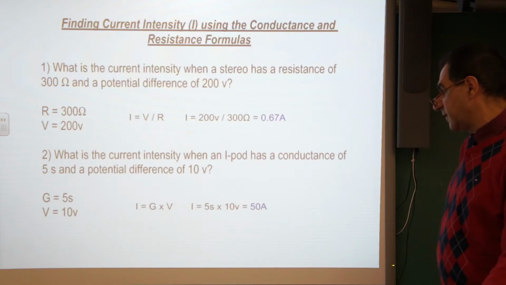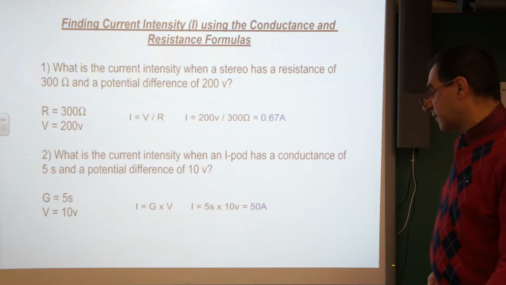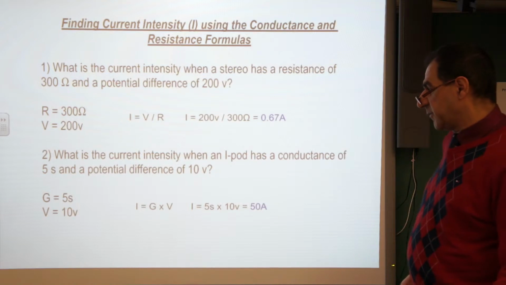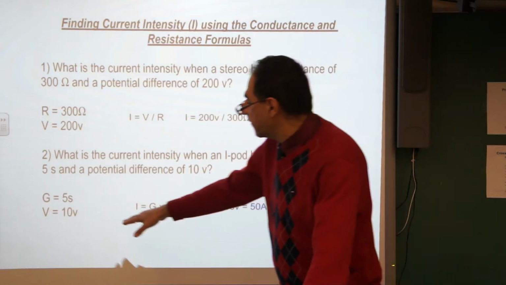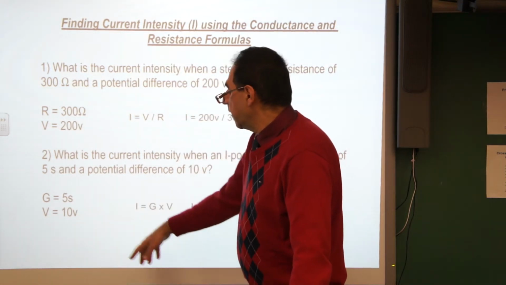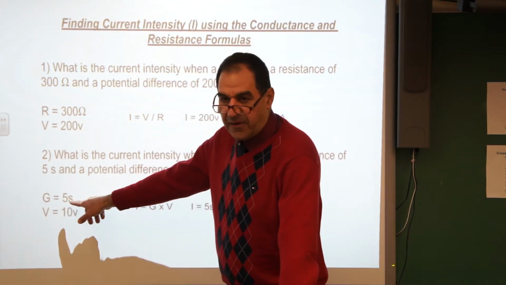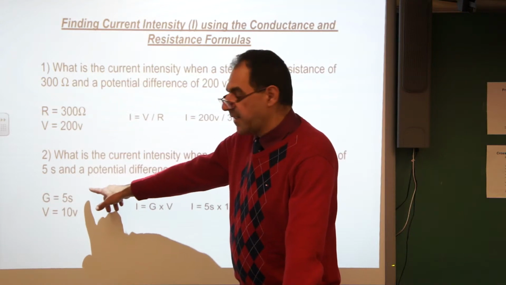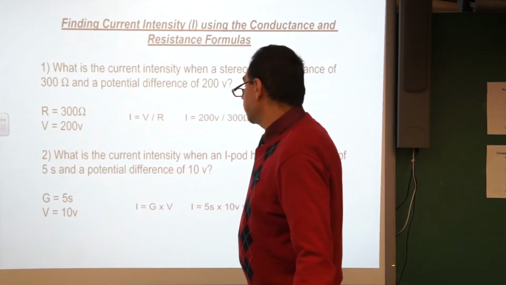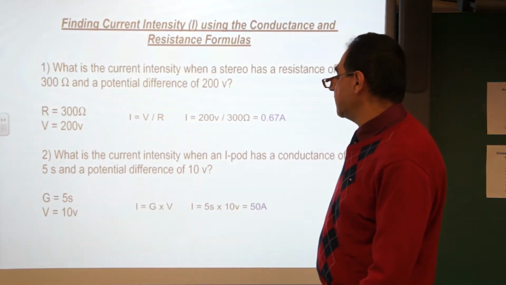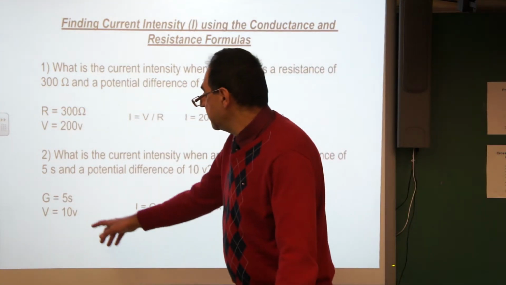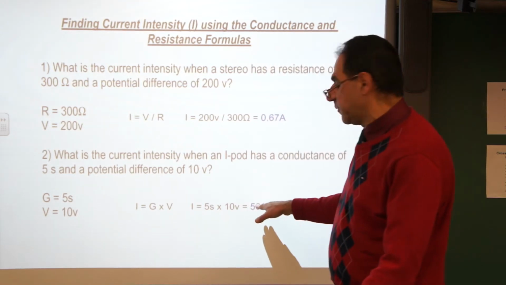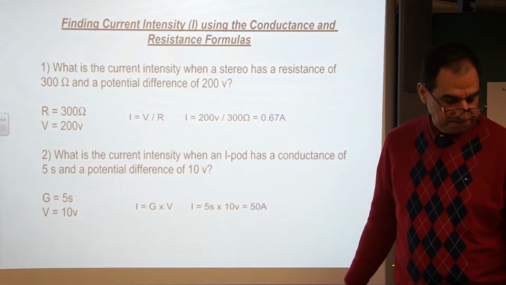What is the current intensity with an iPod that has a conductance of 5 S and a potential difference of 10 volts? Well, we know that our potential difference is 10, and we know that G is 5 S. R then would be 1 over 5. So therefore, our current intensity, I, equals V over R, which would be 10 over 0.2, which would equal 50 amps.